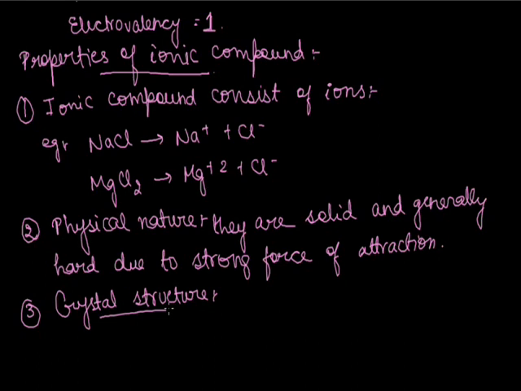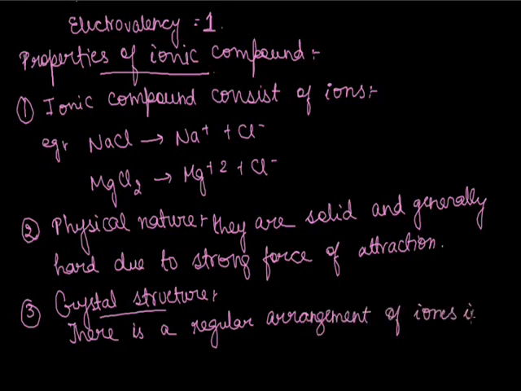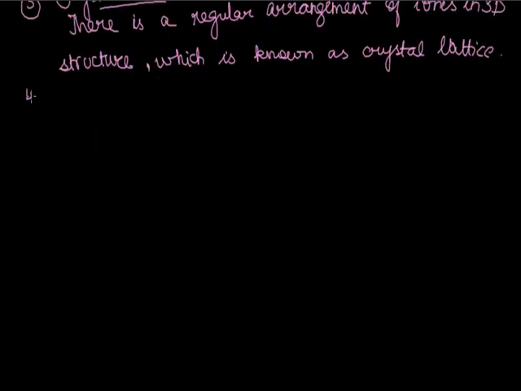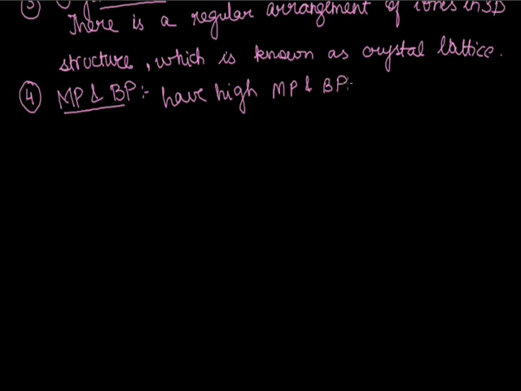As a result, there is a regular arrangement of ions in a 3D structure. Such regular arrangement is called lattice structure, which is stable. Next, melting point and boiling point. Ionic compounds have high melting point and boiling point due to strong electrostatic force of attraction between the ions.